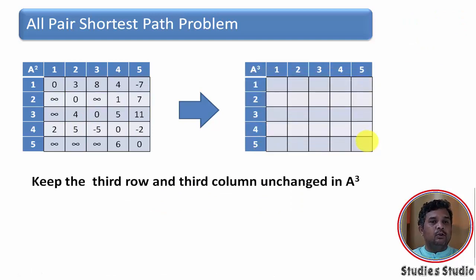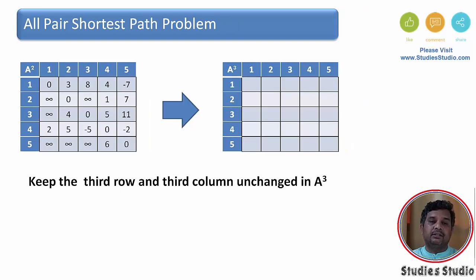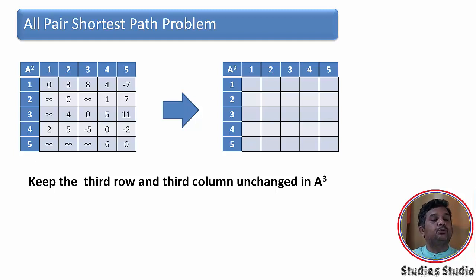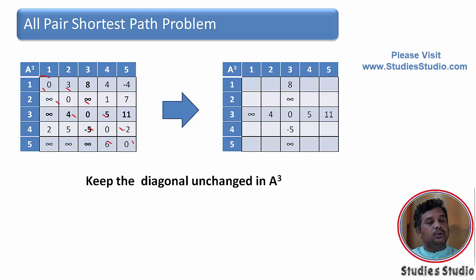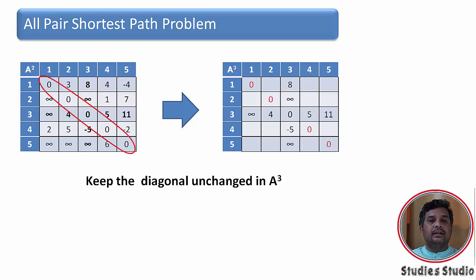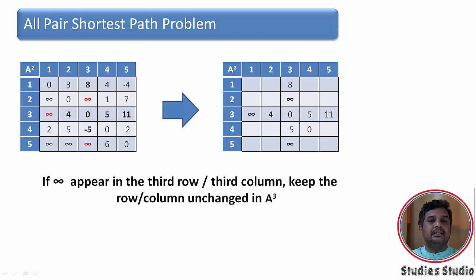So I'll use the value of A2 and find A3. Here what I am going to do, I am going to take the third row and third column fixed. It means all my paths are supposed to travel through vertex 3. So this is my third row and third column and I am going to write it as it is. The next step is to write the diagonal as it is. So the diagonal is written here as it is. And is there any infinity here? Yes. The second row, fifth row and first column. So all these things I am going to write here as it is.